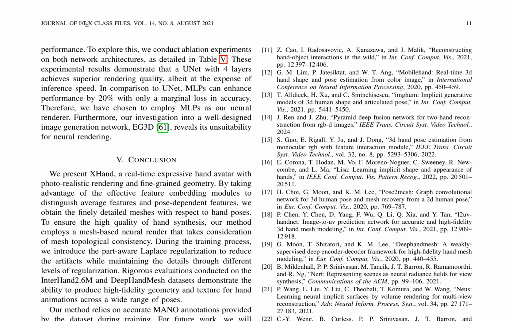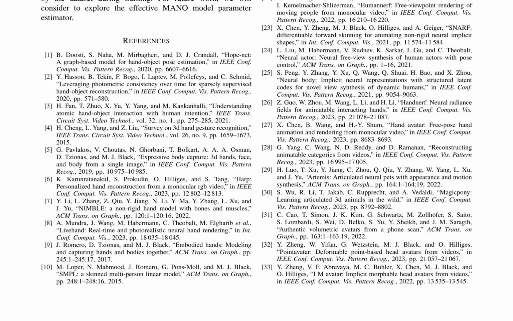A mesh-based neural render is employed to ensure high-quality hand synthesis, utilizing part-aware Laplace regularization to reduce artifacts while maintaining details through different levels of regularization. Rigorous evaluations conducted on the InterHand2.6M and DeepHandMesh datasets demonstrate the ability to produce high-fidelity geometry and texture for hand animations across a wide range of poses.